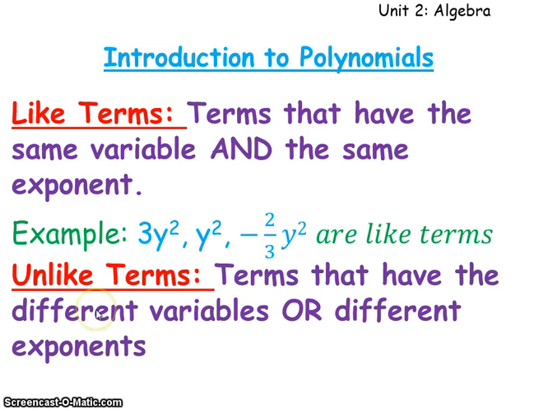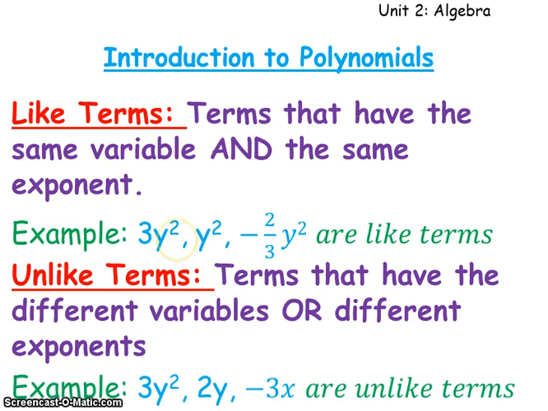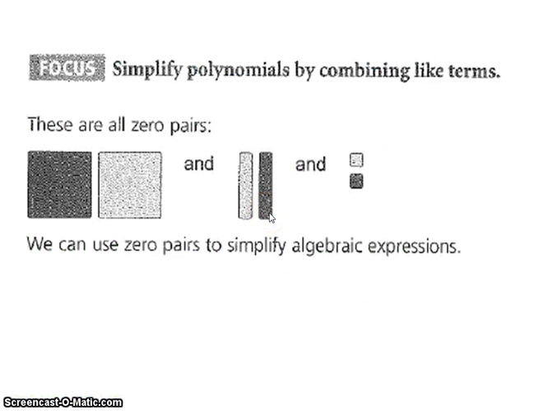And unlike terms are terms that have different variables or different exponents. For example, you see this one is a y squared, whereas this one is a y. So they're not the same. And then this one is an x. So they're all unlike from one another.